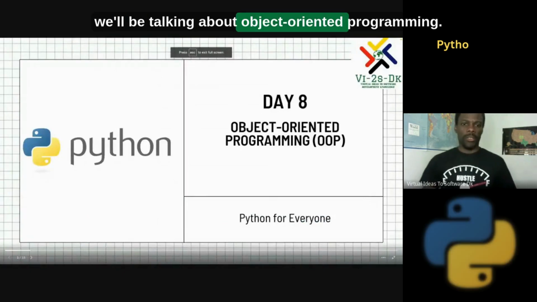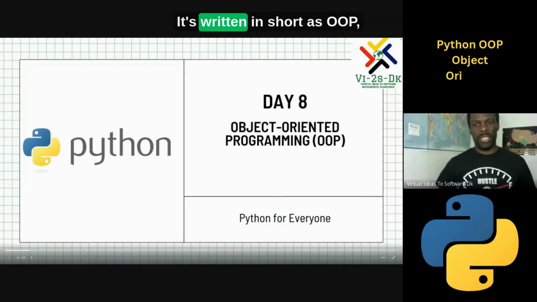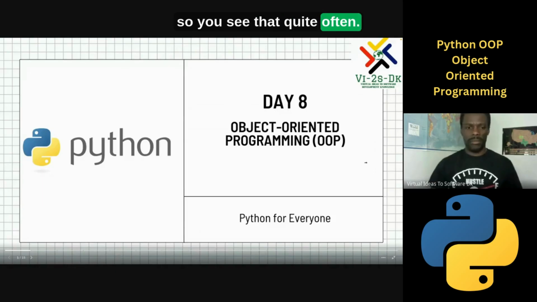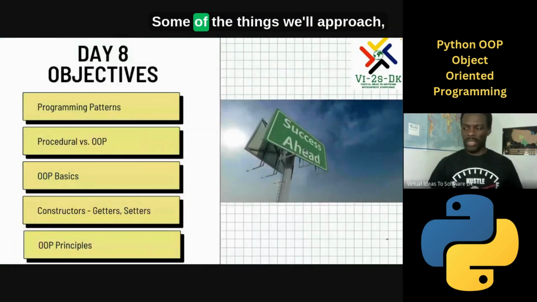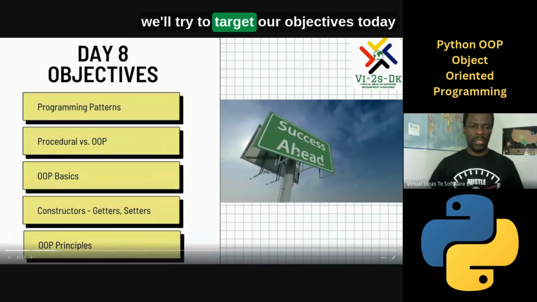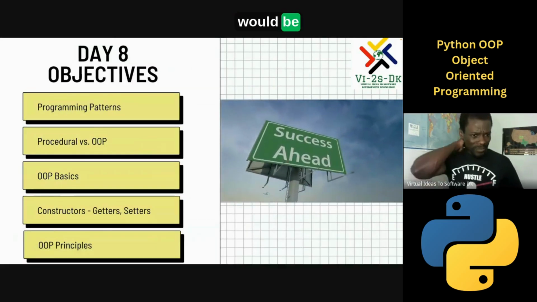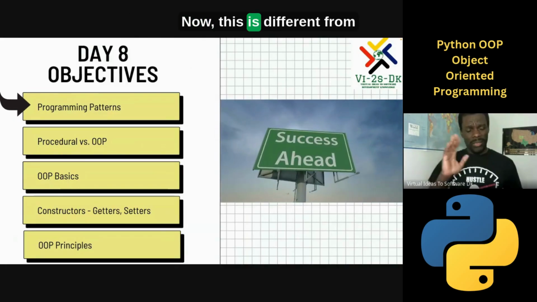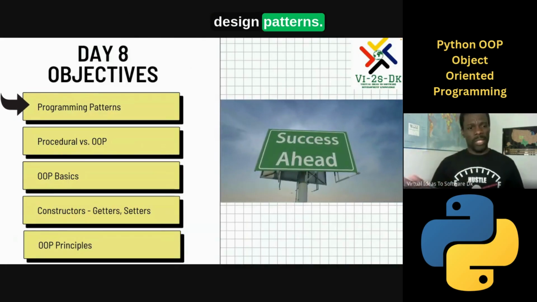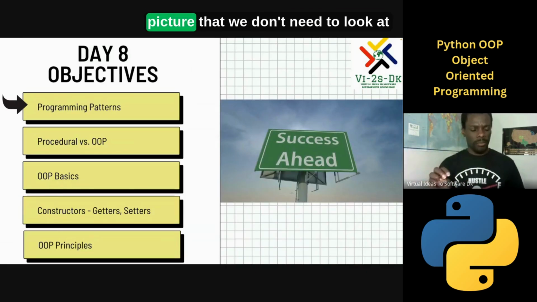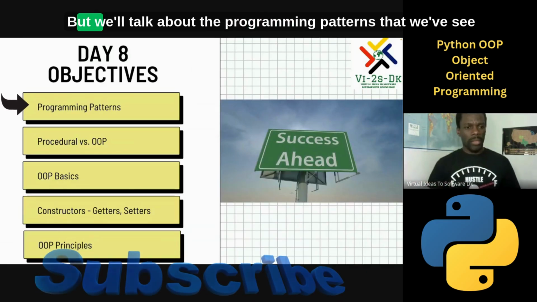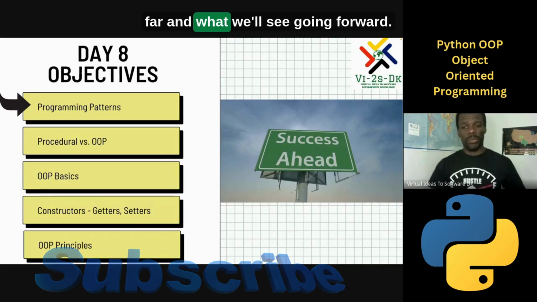Today we'll be talking about object-oriented programming. It's written in short as OOP, so you see that quite often highlighted. Some of the things we'll try to target as our objectives today would be discussing programming patterns. Now, this is different from design patterns. Design patterns is a whole different picture that we don't need to look at right now. But we'll talk about the programming patterns that we've seen so far and what we'll see going forward.